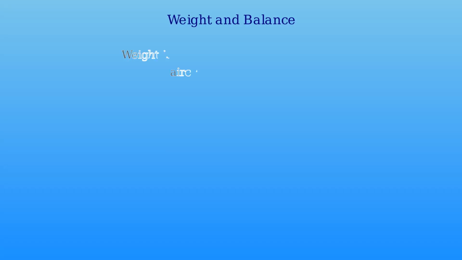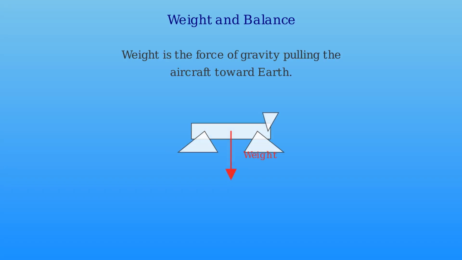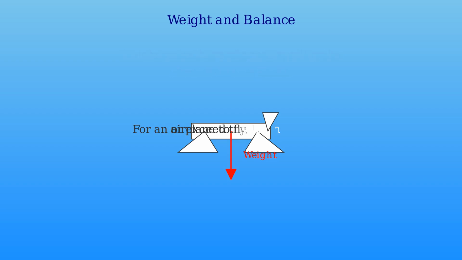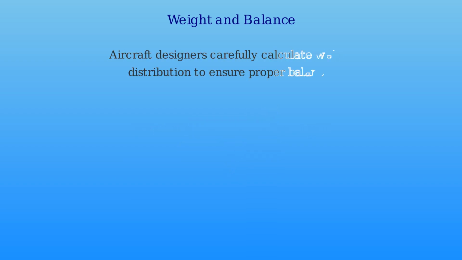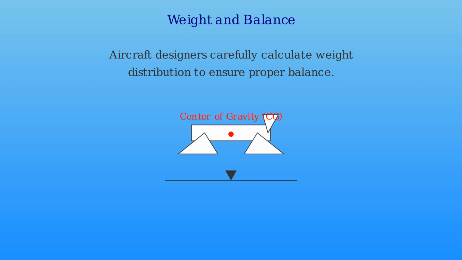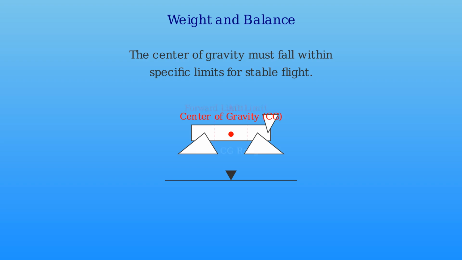Weight is the force of gravity pulling the aircraft toward Earth. For an airplane to fly, lift must equal or exceed the weight. Aircraft designers carefully calculate weight distribution to ensure proper balance. The center of gravity must fall within specific limits for stable flight.